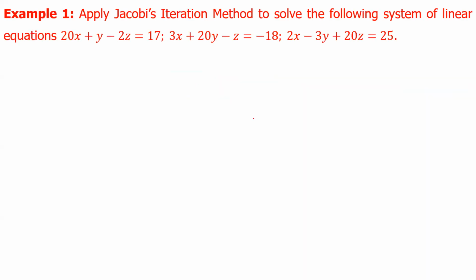So let me take one example, and with the example, I will tell you the different steps. Example number one: apply the Jacobi iteration method to solve the system of linear equations 20x plus y minus 2z equal to 17, 3x plus 20y minus z equal to minus 18, 2x minus 3y plus 20z equal to 25. So we have been given three equations.